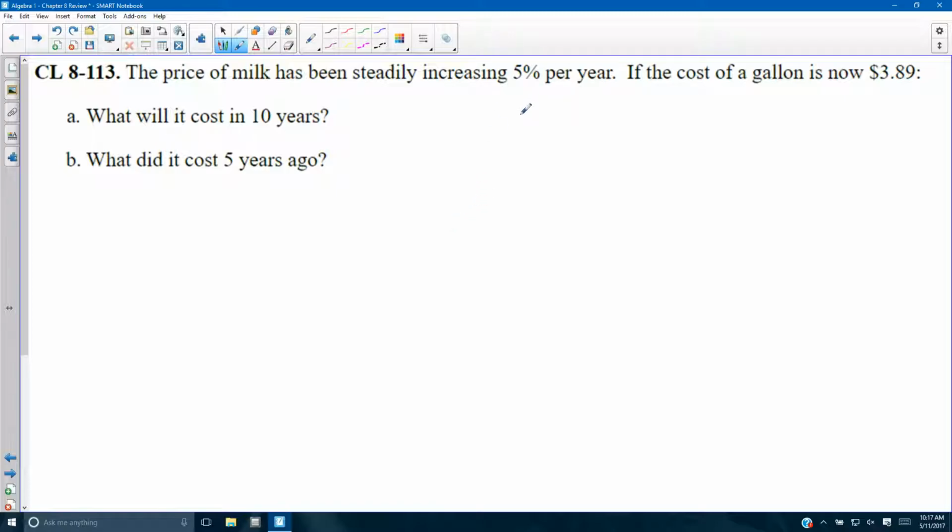If something increases 5% per year, that means you're multiplying it by what? A 5% increase is the same thing as 105% of. What is 5% more than 100? 105. How do you do that? You take 105% of that number by multiplying by 1.05.